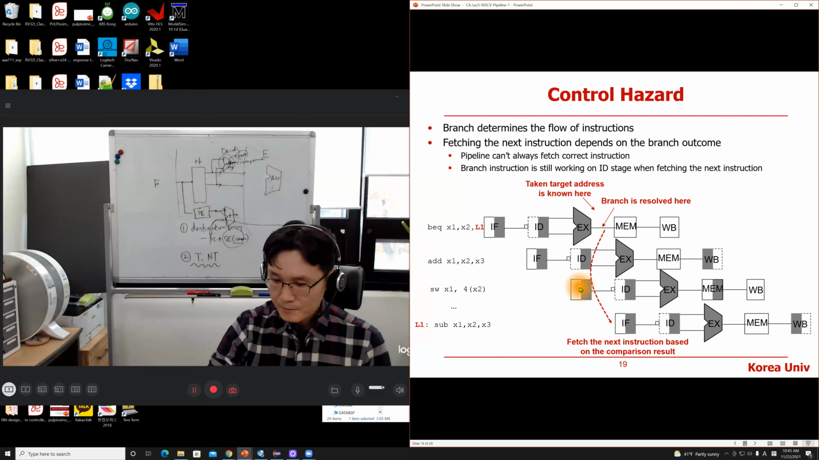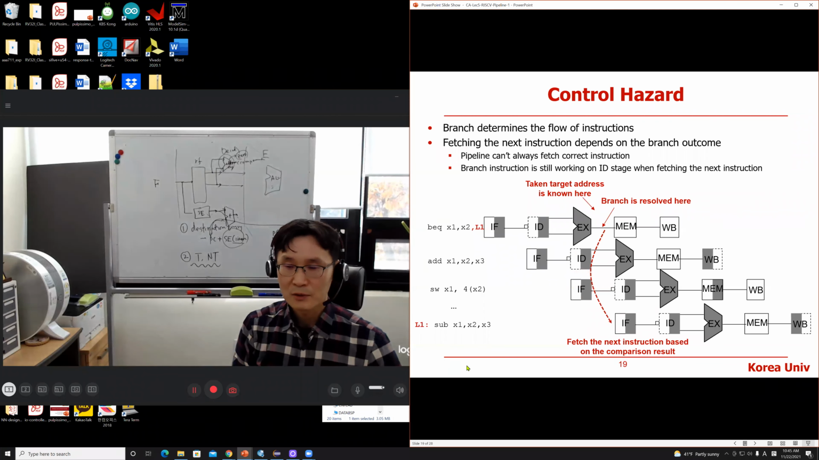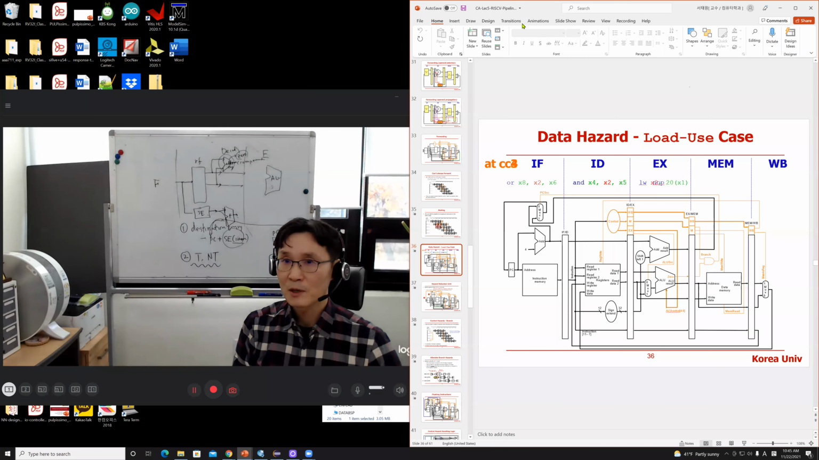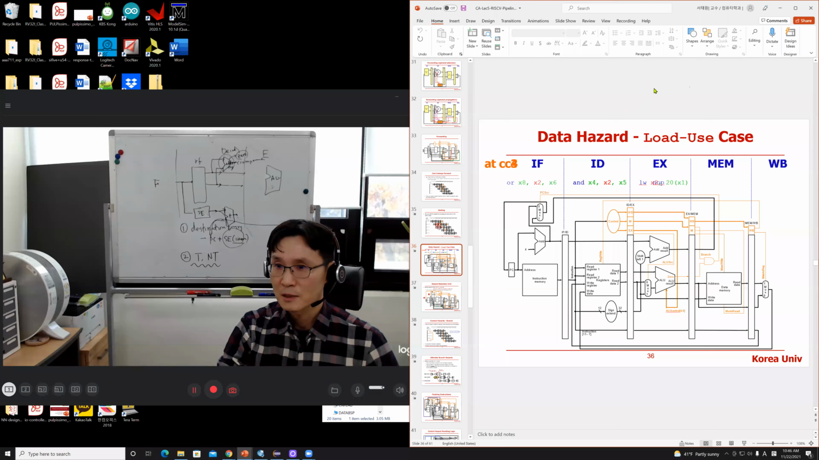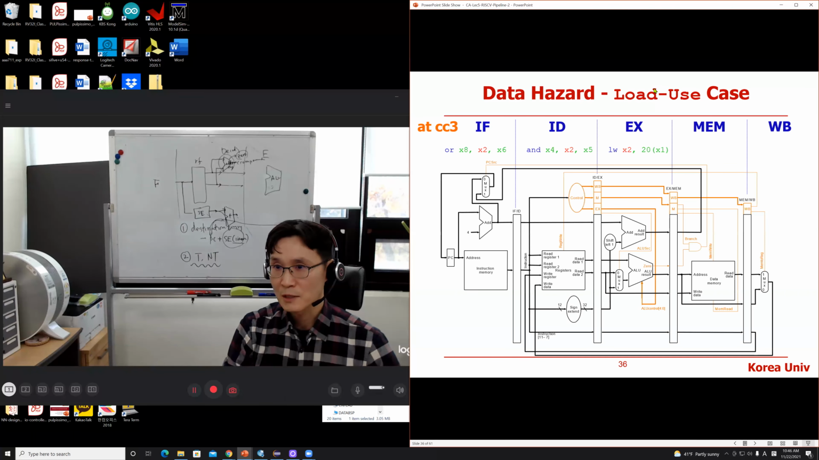Okay, let's talk about how to implement that mechanism, how to flush out. I already explained to you the load use case, right? But let me open this one, pipeline number 2, next PowerPoint. Last time I showed you the load use case.